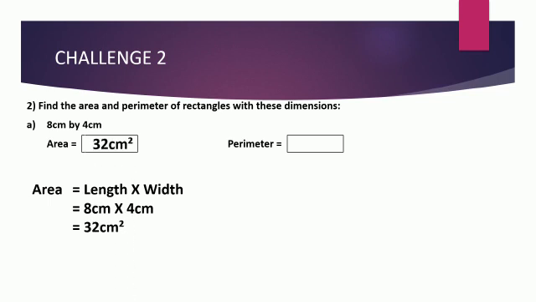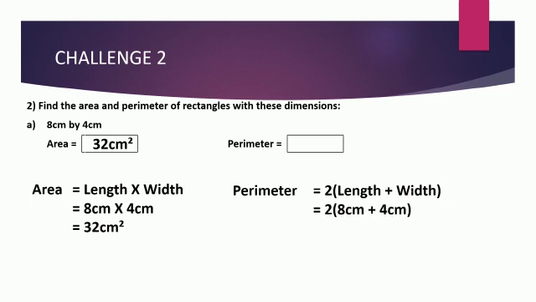Okay students. Now we are going to find the perimeter of this rectangle and the dimensions are 8 cm by 4 cm. It means that 8 cm is the length and 4 cm is the width of this rectangle. Now we are going to find the perimeter of the rectangle, and the perimeter of a rectangle is equal to 2 into length plus width. This is the formula to find the perimeter of a rectangle. You will write perimeter is equal to 2 into length plus width. Length is equal to 8 centimeter and width is equal to 4 centimeter.